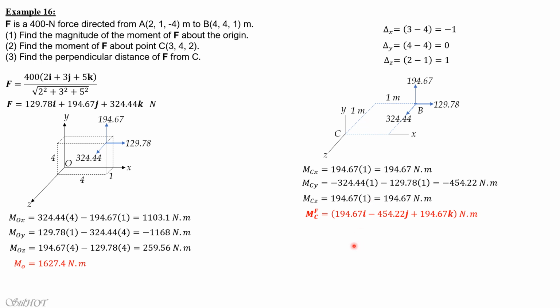And finally, the perpendicular distance of the force F from point C. Since the magnitude of moment about C is equal to F times the perpendicular distance to point C, we compute this value: the square root of 194.67 squared plus 454.22 squared plus 194.67 squared, that's the moment about C. F is equal to 400, so we can solve for the perpendicular distance to C. Substituting values, we get the perpendicular distance to C, d sub C, as 1.0328 meters. So that's it.